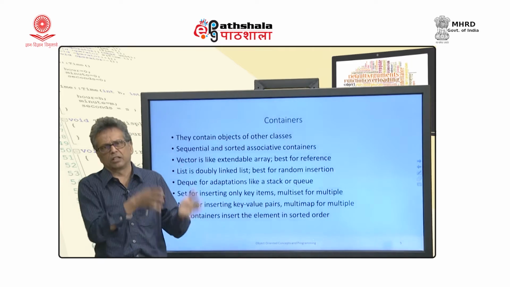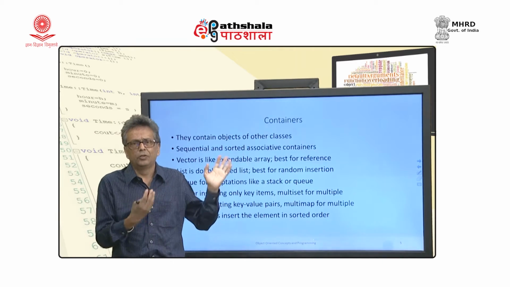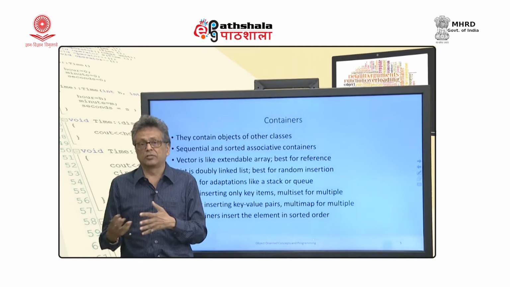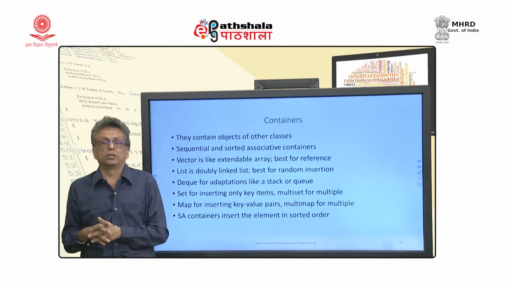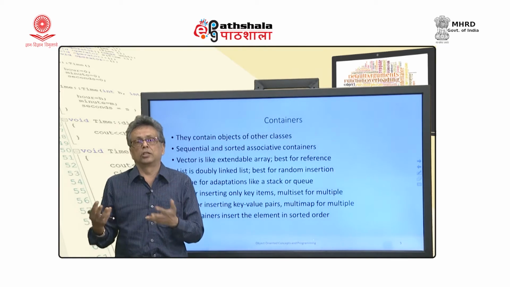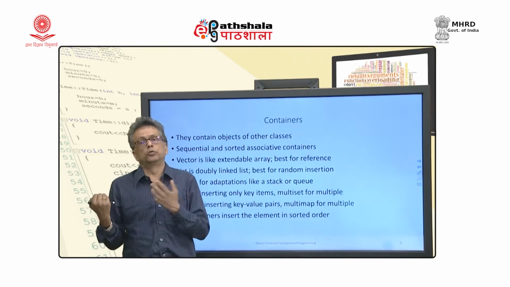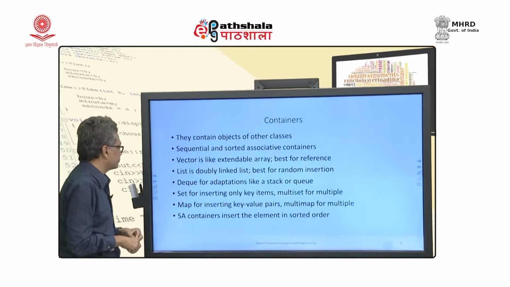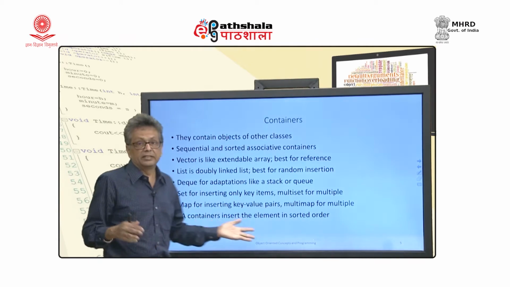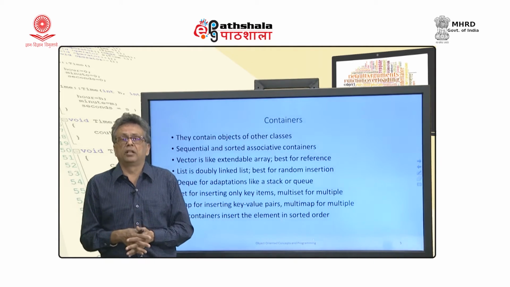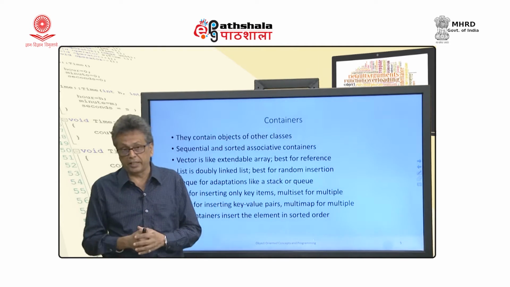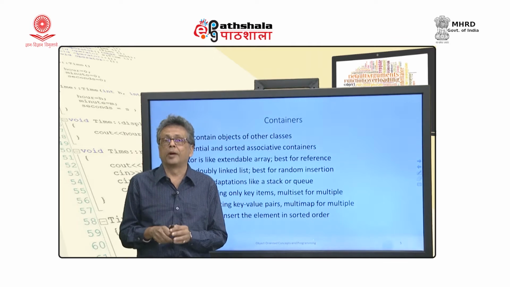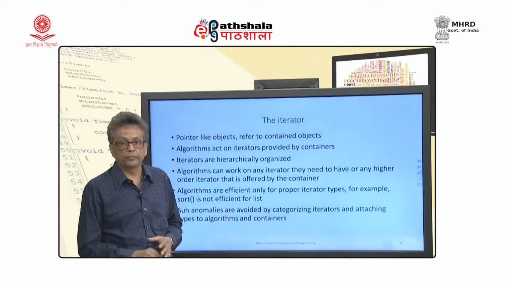So, if you have that constraint on the key, use set or map. If you do not have that constraint on keys, and you expect multiple records with the same key, you should use the multi version. As I said, sorted associative containers always insert the element in sorted order. Insertion will take a little more time, but the retrieval is very fast.